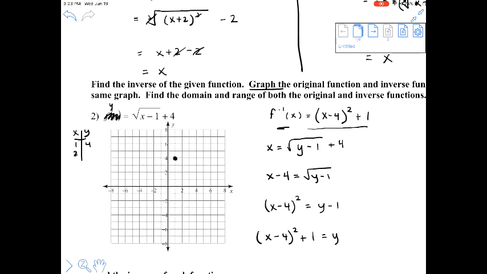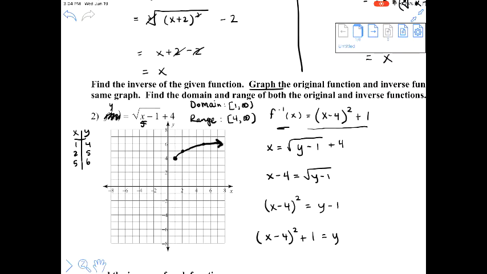Now, if I plug in a 2 for x, 2 minus 1 is 1, square root of 1 is 1, 1 plus 4 is 5. So the point 2, 5. If I plug in a 5 for x, then 5 minus 1 is 4, the square root of 4 is 2, and 2 plus 4 is 6, so 5, 6. So it's the graph there. We can see from that graph that the domain is from 1 to infinity. We can also see from the graph that the range of f of x is from 4 to infinity.